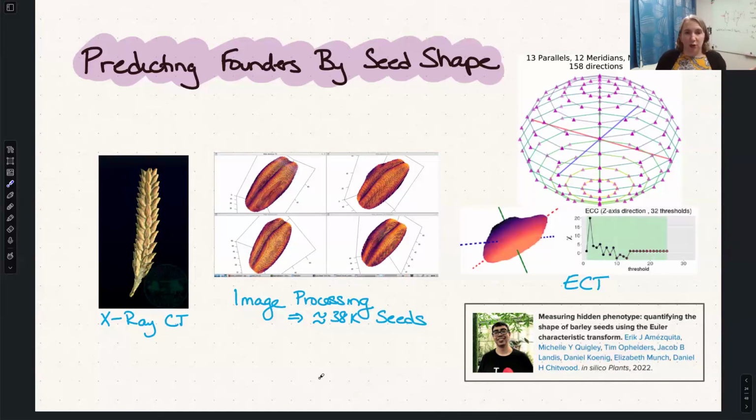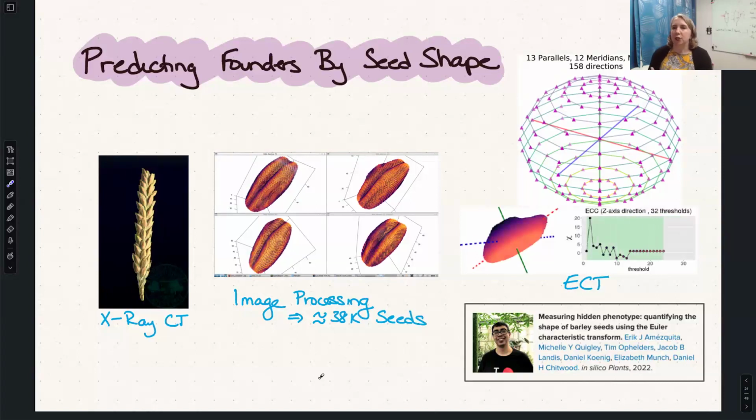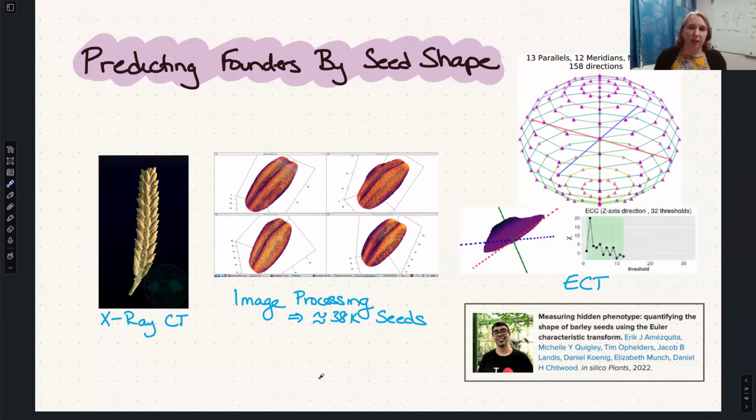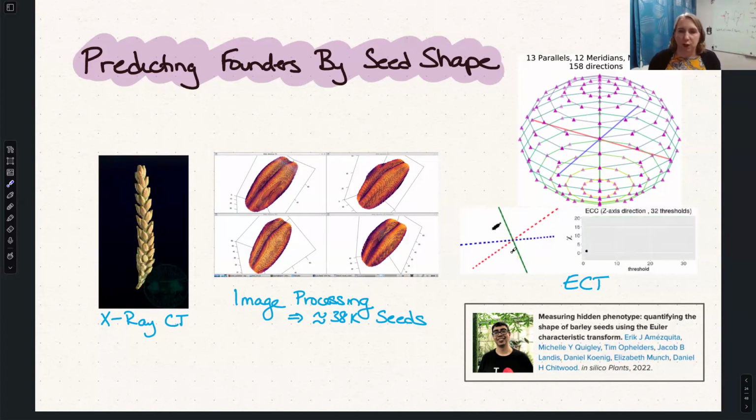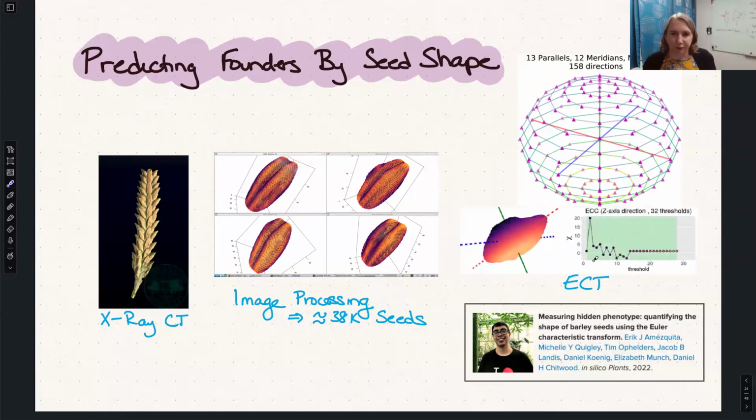So now he's got 38,000 individualized seeds that we have scans of. And so what he did was he took these three-dimensional scans and then did the Euler characteristic transform on those, right? So again, I'm sort of swapping out my 2D picture to a 3D picture. So this is now my 3D scan of a barley seed, but the idea is the same. I'm still looking at the Euler characteristic for each one of these slices as you go up.